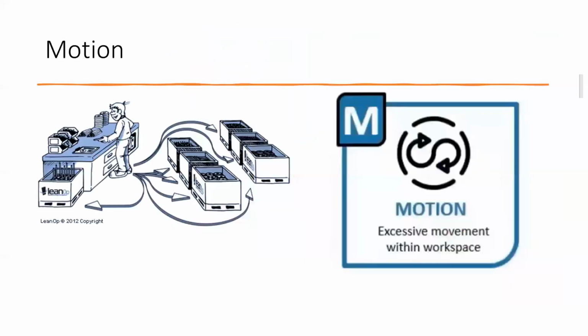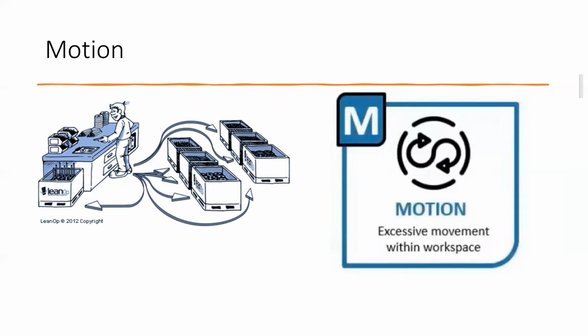The M in TIMWOODS stands for motion. Motion means excessive movement within the workplace. The difference between transportation and motion is that transportation is about moving of objects, items, or information, whereas motion relates to the operator who is working in the office. Do I have to continuously move from one place to another within my office to ensure my work gets done? Can I rearrange my office space in such a way that my motion can be reduced?